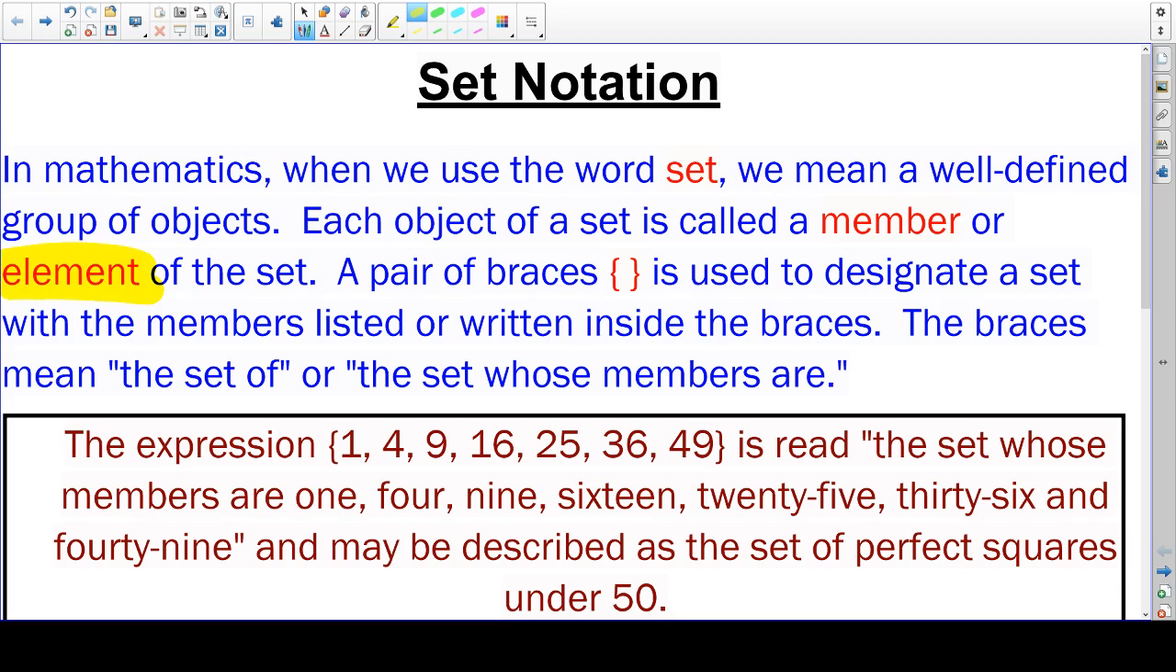A pair of braces is used to designate a set with the members listed or written inside the braces. The braces mean the set of or the set whose members are. Now, this is the first lesson of the course, but there's something important that needs to be said. When we write a set, you have to use those brackets. If you don't use those brackets, it's not a set.